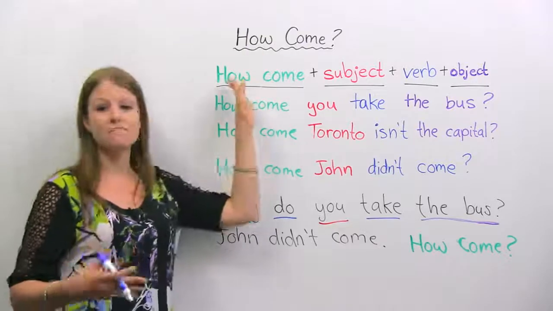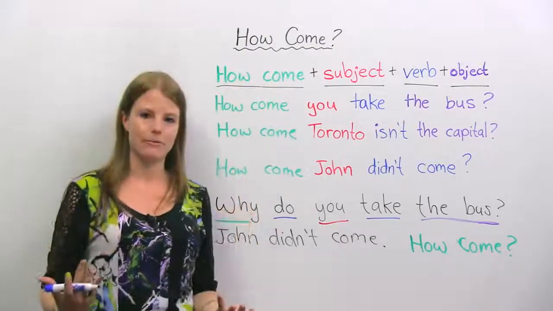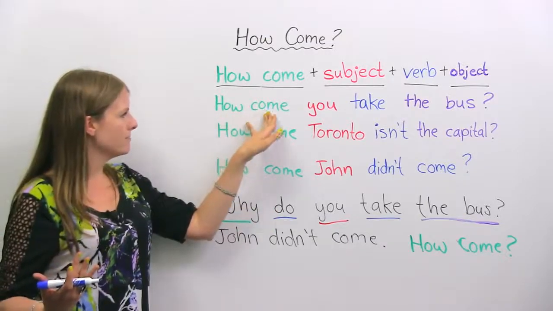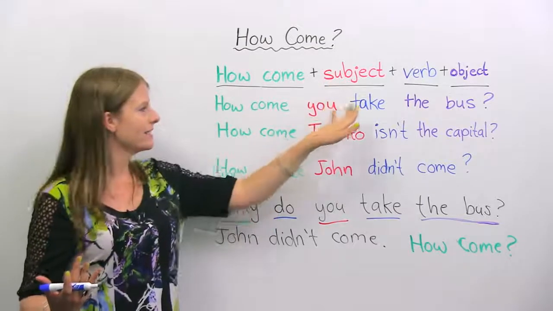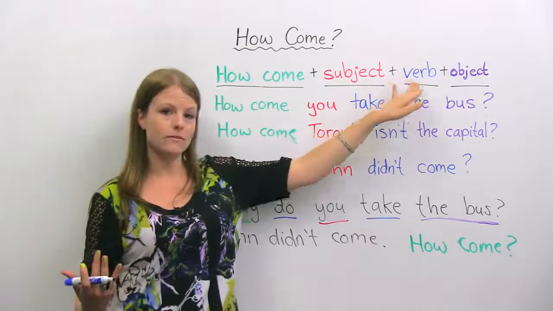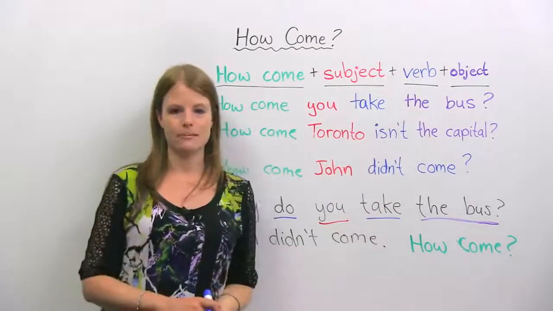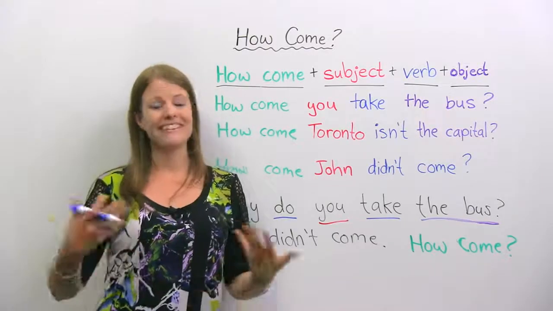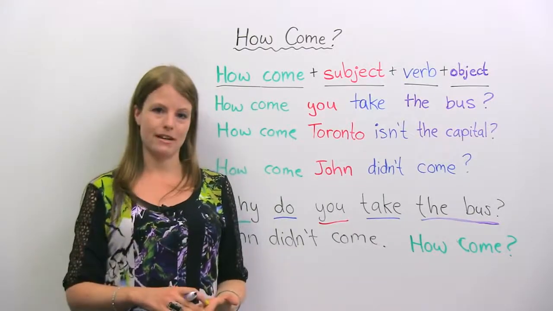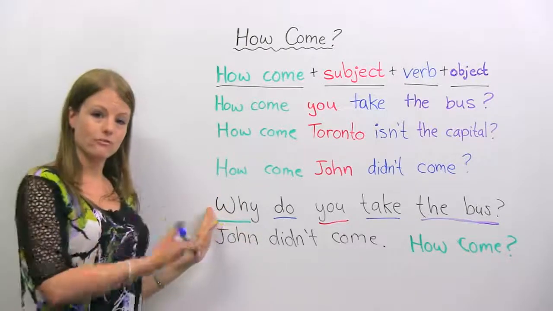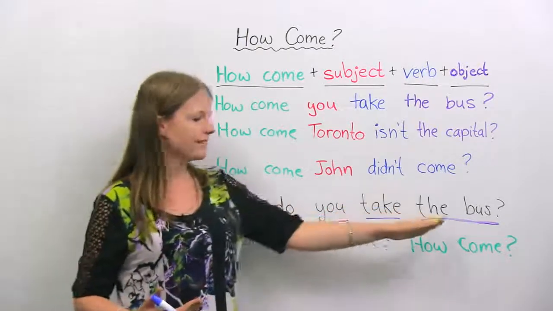If this is confusing, let's look at some examples. Maybe that will help. So for example, how come you take the bus? You is the subject, take is the verb, and the bus is the object. This means the same thing as why do you take the bus? So here I actually have this written, why do you take the bus?